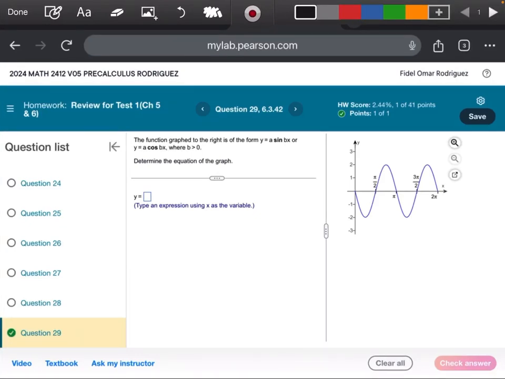All right, so y'all, this is a problem out of the review. This is number 29 out of the review for our test. One of our classmates asked if we can go through this problem, so let's take a look and see what we got here.